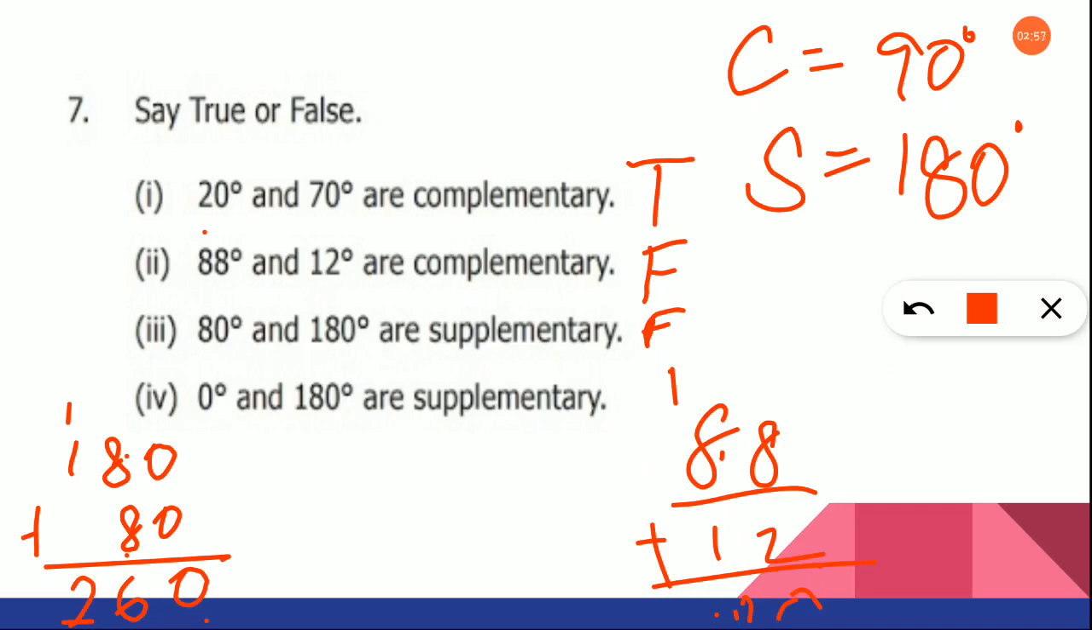0 and 180 are supplementary. Add this 0 and 180. What is the answer? It is 180. Okay, so the answer is true. Clear children? You are just going to add and check whether it is complementary or not. Same way you are going to add and check supplementary or not.